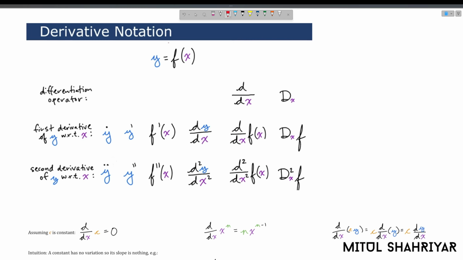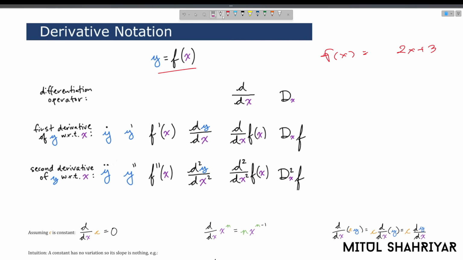Okay, now let's talk about the derivative notion. Okay, so how do we represent differentiation? So for some sort of equation which is y equal fx, whatever you call it, fx basically means some sort of function which has x as variable. So for example, fx can be x square plus 2x plus 3, no problem with that, we can have that.